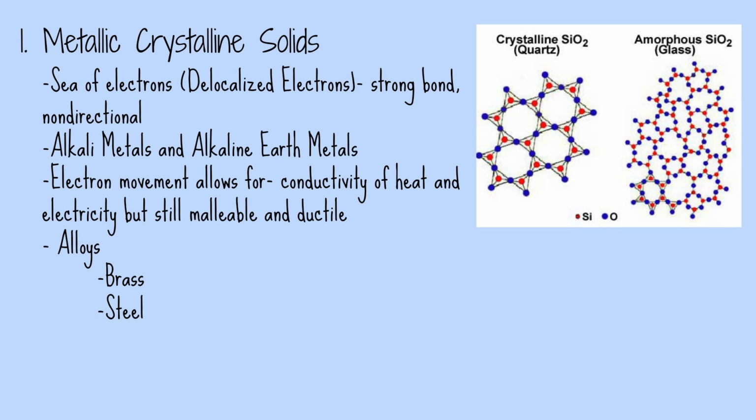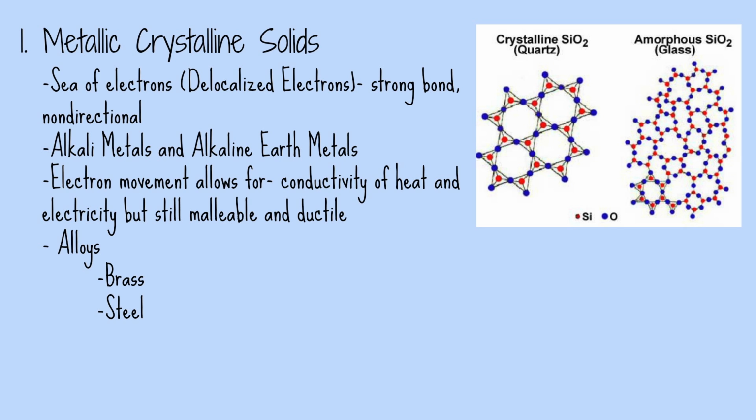Because of how the electrons are structured in relation to each other within the crystalline solid, the metallic solids conduct heat and electricity, but because the molecules are close together, the solid is still malleable and ductile. They also have strong bonds and strong intermolecular forces. Metallic crystalline solids also form alloys.